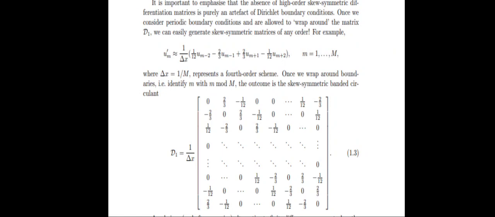Once we wrap around boundaries, that is, identify m with m mod M, the outcome is the skew-symmetric banded circulant. This is one more matrix where D1 = 1/Δx times the matrix.